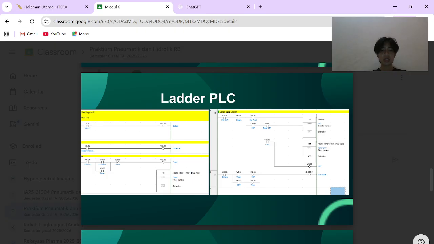Timers and counters are often added to ensure precise control. Timers delay actions while counters keep track of repetitive cycles. By reading the ladder diagram, we can understand exactly how the system responds to the sensor signal and controls the actuator.